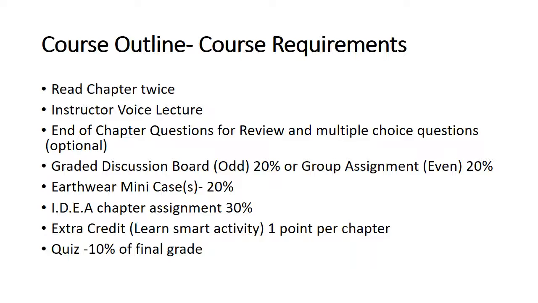I.D.E.A chapter assignments, 30%. Extra credit, you get 1 point per chapter, and at the end of the semester, I'll add up all the points, multiply it by 20%, and that number will be added to your final grade. So if you do all 18 extra credits, that's 18 points times 20%. That's 3.6 added to whatever your final grade is at that point. And then finally, the quiz accounts for 10% of your final grade.